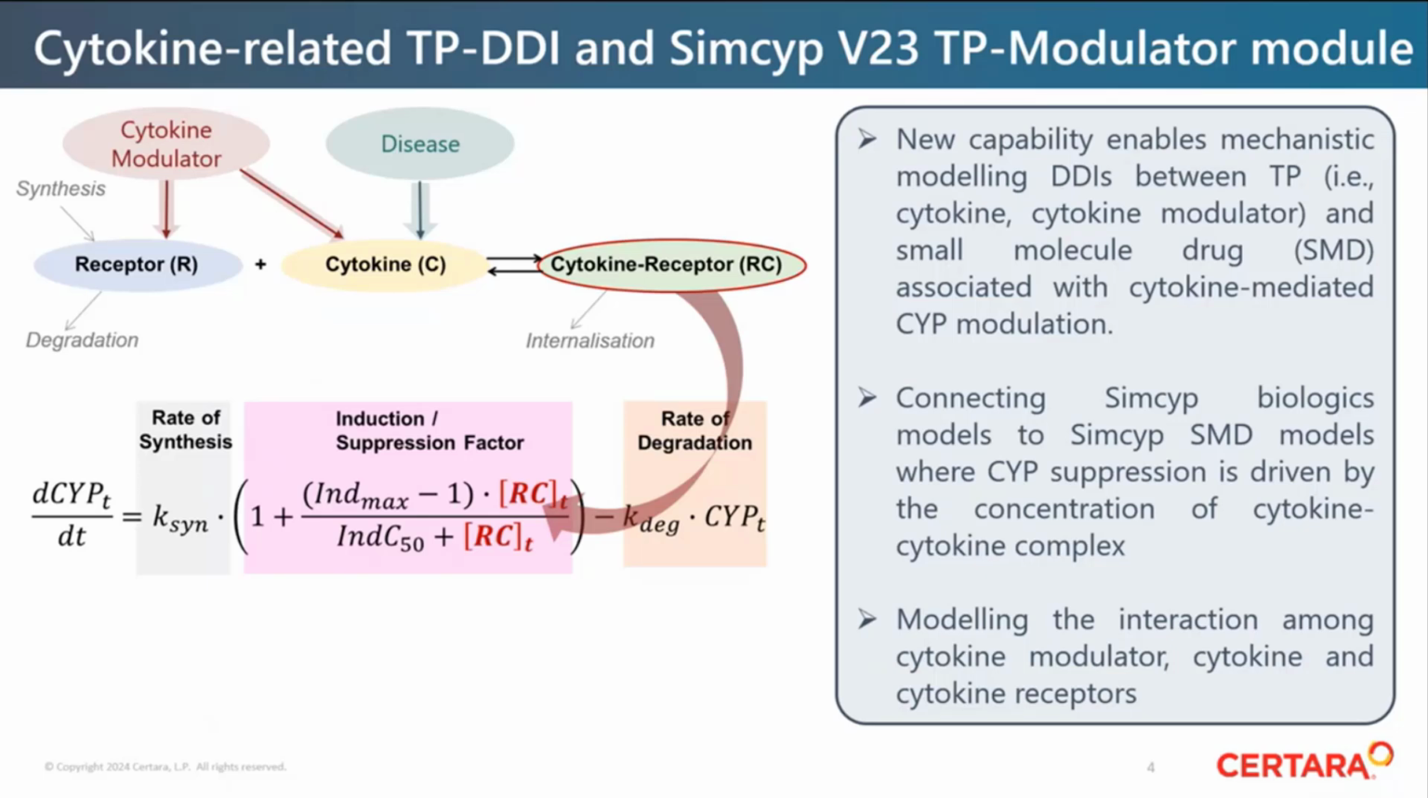In version 23, we have introduced the TP-Modulator module to mechanistically model the cytokine-related TP-DDI. In this new module, we have connected the Simcyp biologics model with the Simcyp small molecule model, where the CYP suppression is driven by the concentration of the cytokine receptor complex. So we account for the interaction among the cytokine modulator and cytokine receptors in the specific cases.